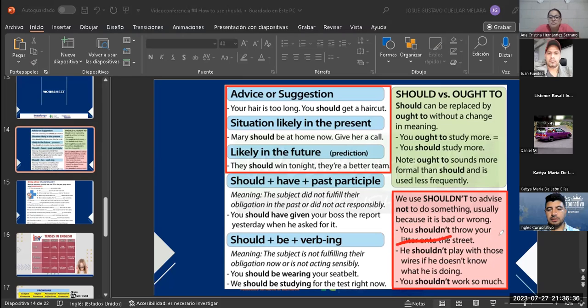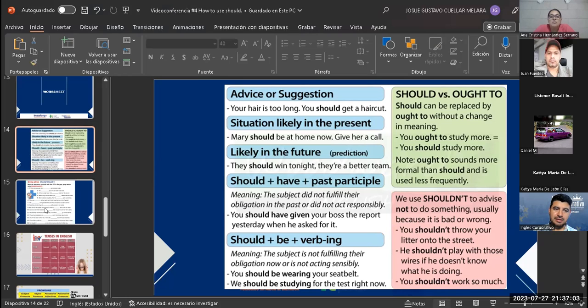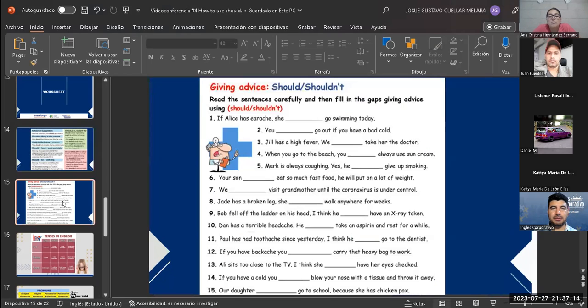Okay, let's listen to Daniel. He shouldn't play with those if he doesn't know what he is doing. Thank you. And you shouldn't work so much. Okay, practically it's something you shouldn't do. No debería hacer eso. Aquí tenemos el ought to, pero el ought to es como el have to. No lo vamos a explicar porque no lo vamos a practicar. Así que solo que les quede una idea, que este ought to es como decir have to, you have to. But okay, the time is passing by, el tiempo está pasando algo rápido.